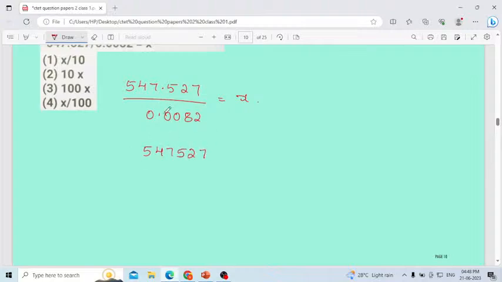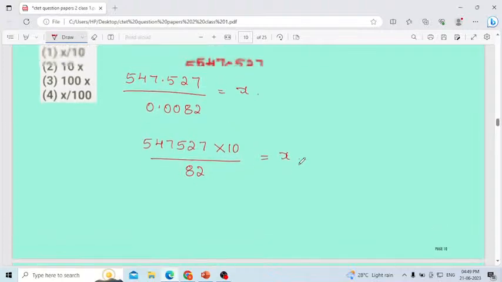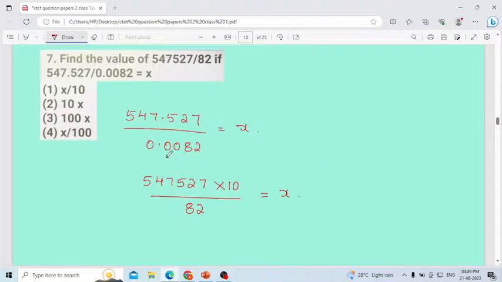547,527. Here you have 4 decimal places, here you have 3, which means in the numerator put one more zero. Multiply with 10, it will be equal to x. I have removed all the decimals, that's all. After the decimal you have 4 digits here, but here you have only 3. Then multiply with 10, then both will be balanced. Decimals you can cancel.